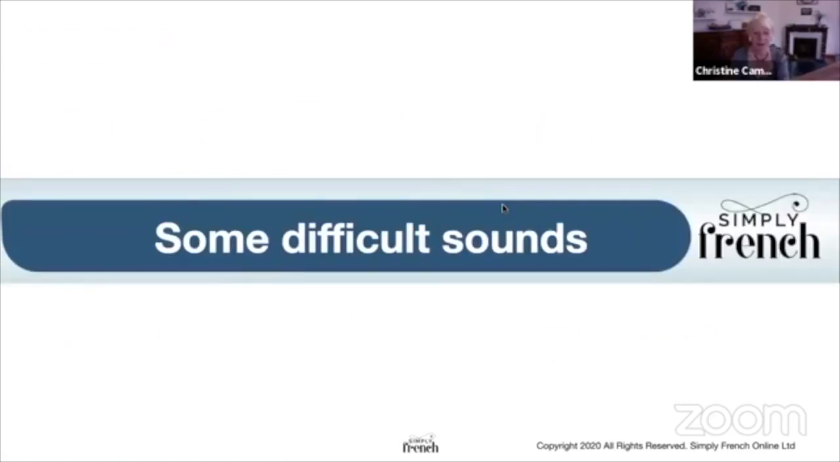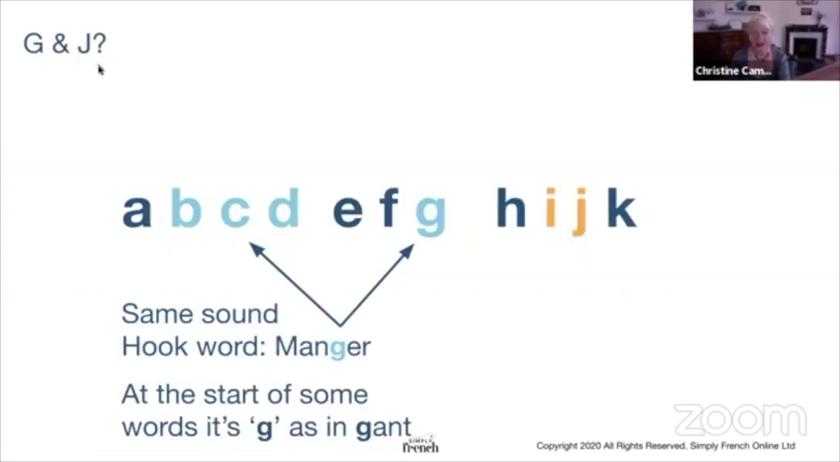So we're going to look at some difficult sounds first and look at the G and the J. With English it causes me problems even now. It's hard work. So we have A, B, C, D, E, F, G, and there we are with the same sound. And we need a hook word. I think of this word every time I'm writing or listening, and it makes my thinking and my application much faster. My hook word is manger. At the start of some words, it's ge, as in gant, which means glove. But here, think of it as je.